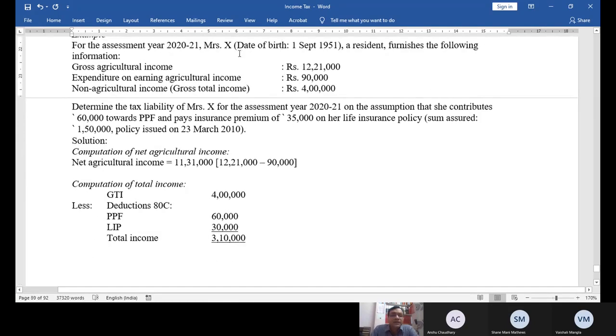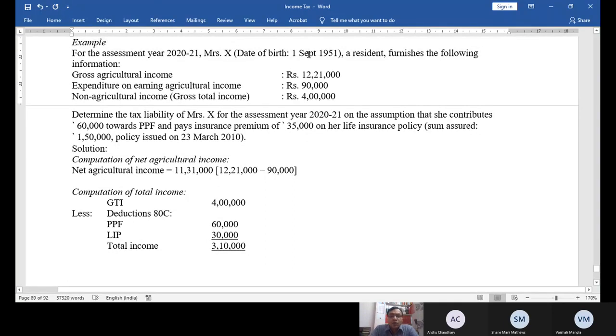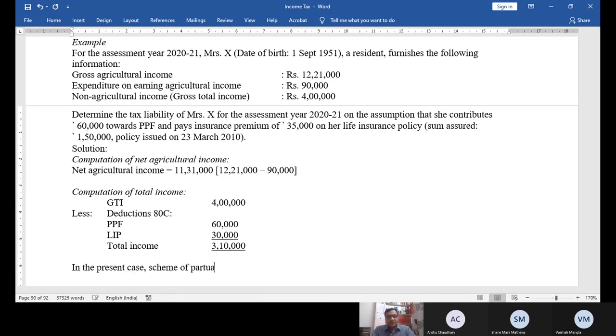How much is the exemption limit of this lady? She is born on 1st September 51. So what is the age in my previous year 1920? In this year 1920, she is around 68 years and some months of age. That means she is a resident senior citizen. And for this lady, the exemption limit is 3 lakh rupees. And my total income is more than my exemption limit. So in present case, scheme of partial integration is applicable.